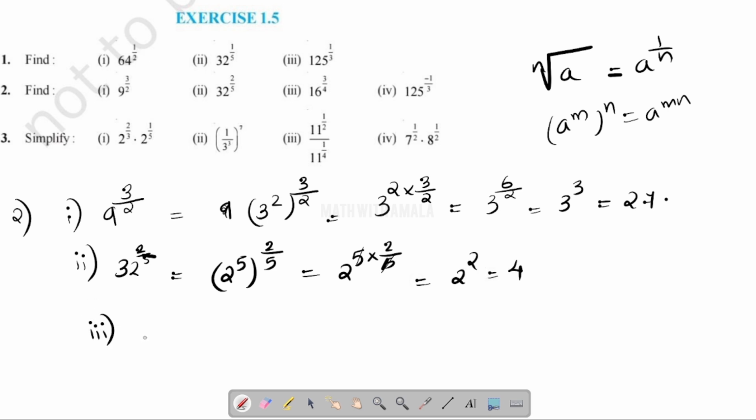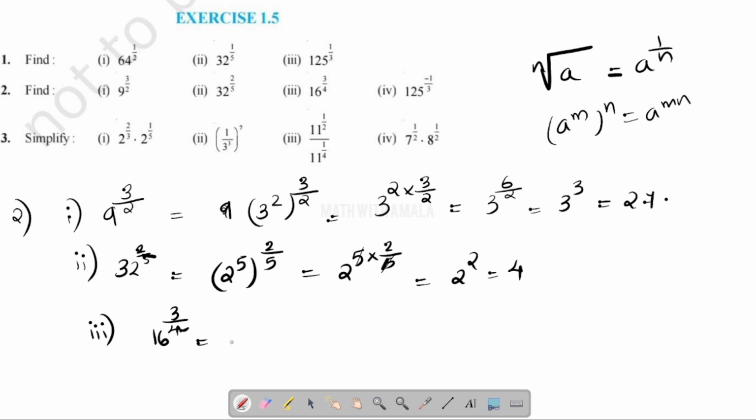Third question, 16 raised to 3 by 4. That is equal to 4 square. Actually this is 4 square, but we need something which can be cancelled in the exponent. So let's take this 4 square as 2 raised to 4. We know that 4 square and 2 raised to 4 are both 16.